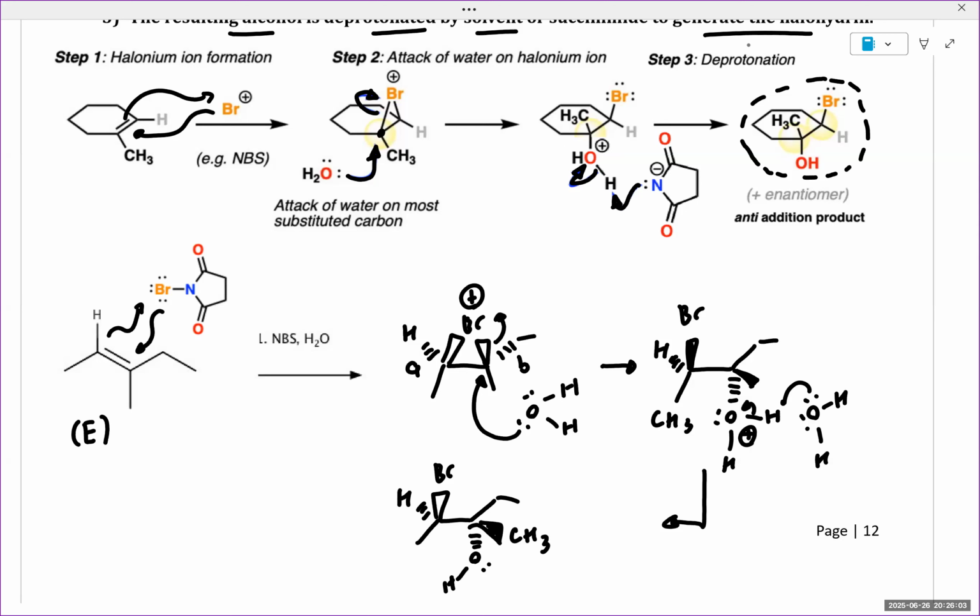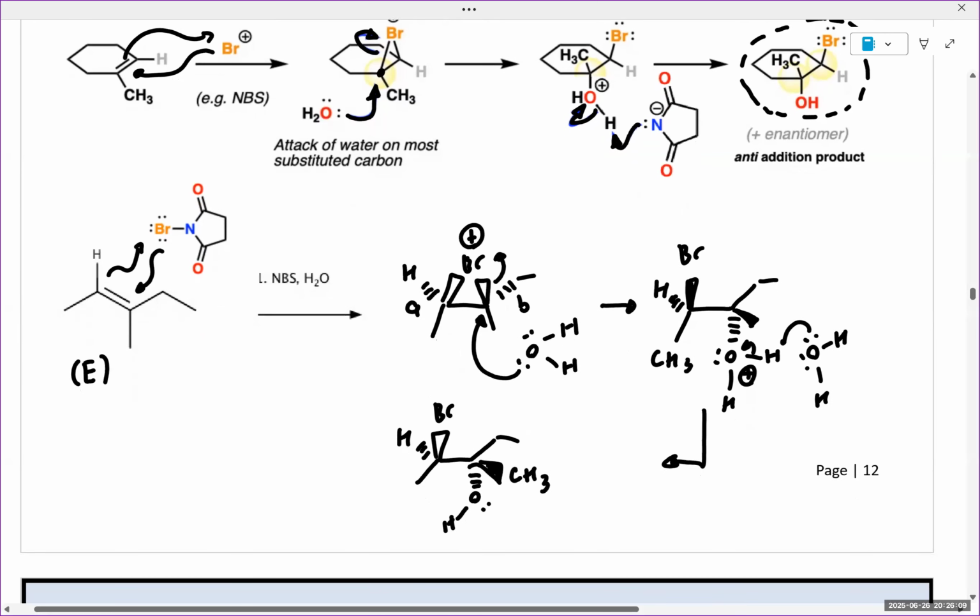Okay, perfect. So again, for halohydrin formation, you generate your bromonium ion. The bromonium ion gets opened up by water at the most substituted carbon, and then the alcohol is deprotonated. You will also generate the enantiomer, which occurs if the bromonium ion forms on the bottom face.